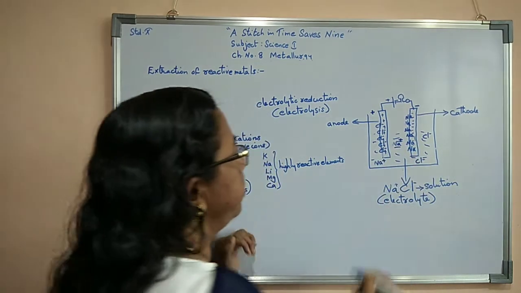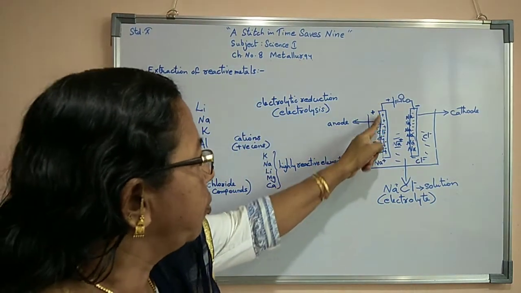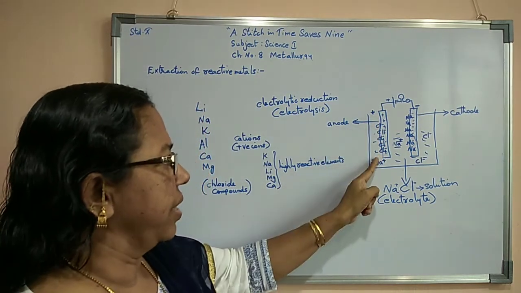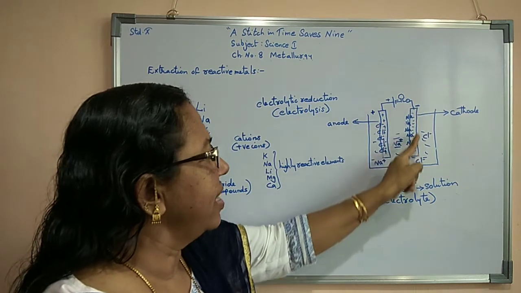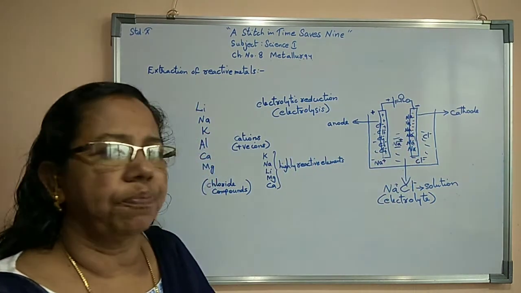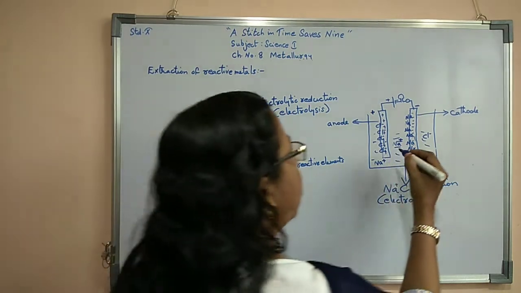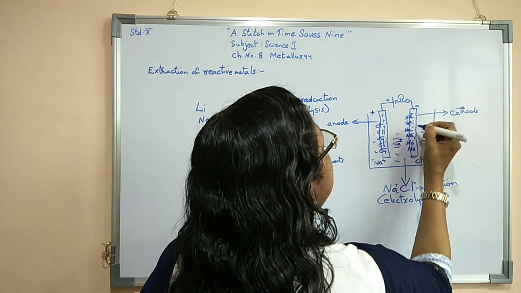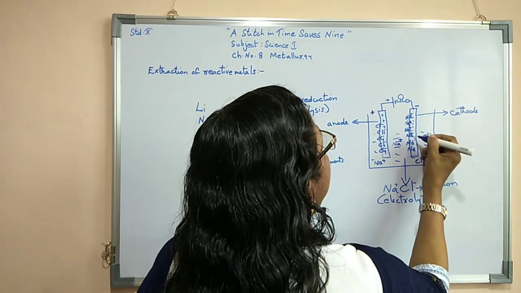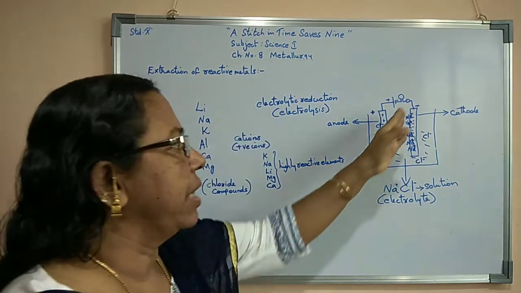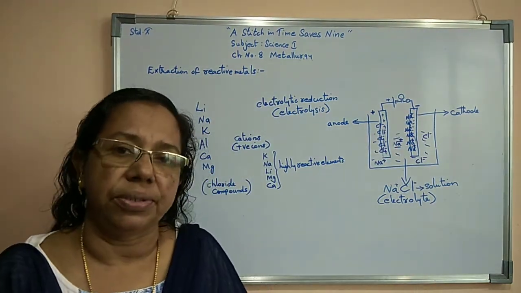So where the positive charged electrode is there, negative charged ions will come. Where the negative charged electrode is there, positive charged ions will come. We can say that here now all positive charged ions came, Na plus, Na plus. Now, how are metals becoming positive charged ions?